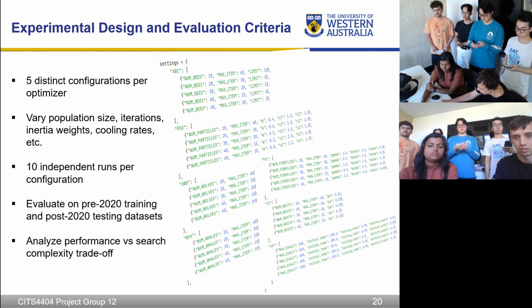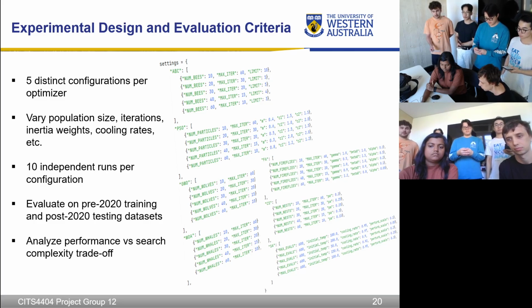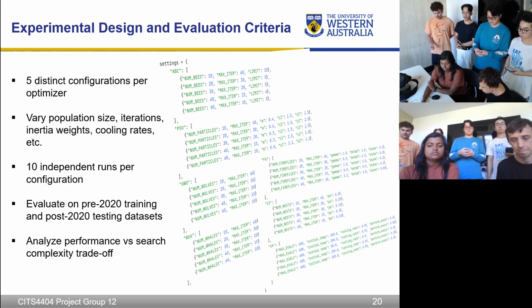optimizers. To systematically evaluate the optimizers, we define 5 distinct configurations for each algorithm, varying parameters like population size, iterations, inertia weights, cooling schedules, and other algorithm-specific factors. Each configuration was run independently 10 times to account for randomness and stochastic effects. Training was done on pre-23 data and testing on post-23 data following our dataset split. The goal was not only to optimize trading performance, but also to understand how different algorithms behave under standardized conditions, exploring trade-offs between model expressiveness and search space complexity.